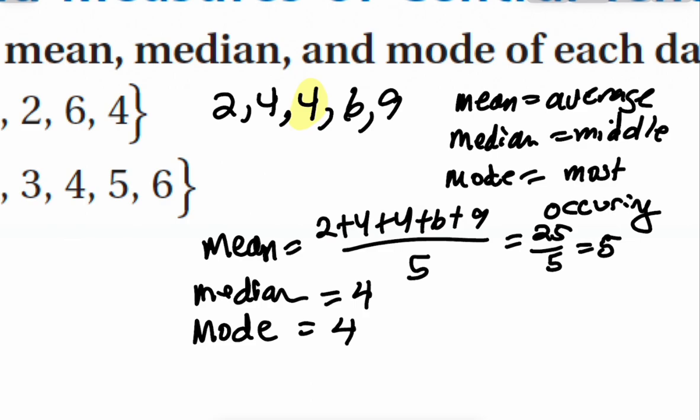Our mode is the number on the list that occurs most often. If there isn't one that occurs most often, there may not be a mode. You might have to write none. But this one does have that 4 repeated twice. So that's why 4 is our mode, okay?